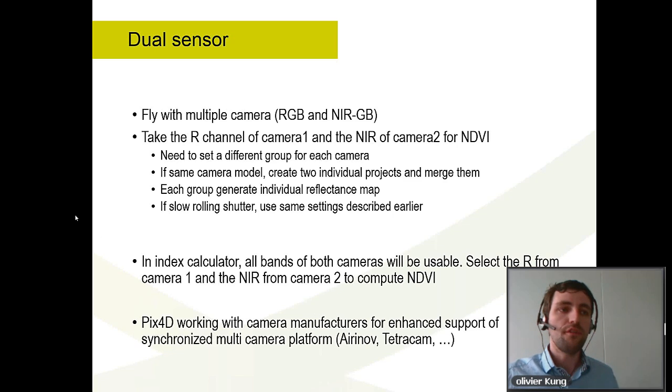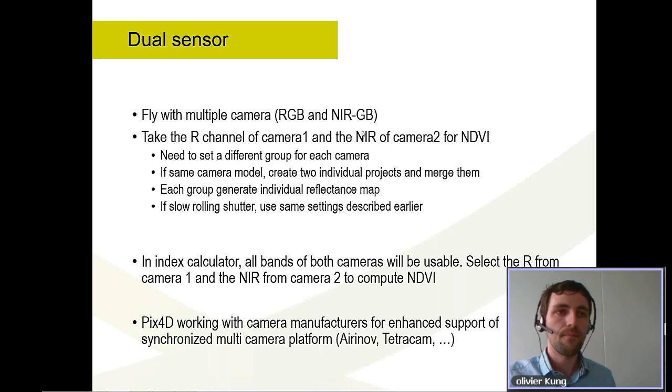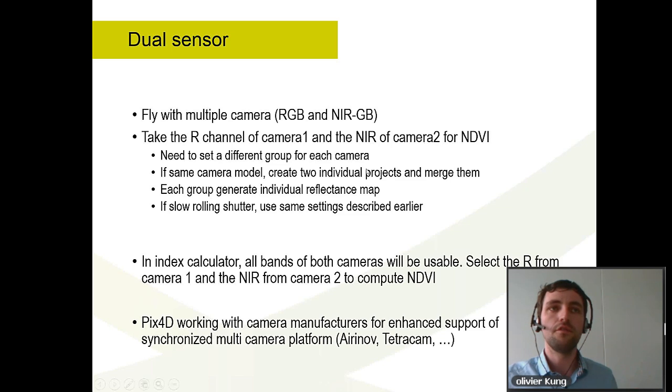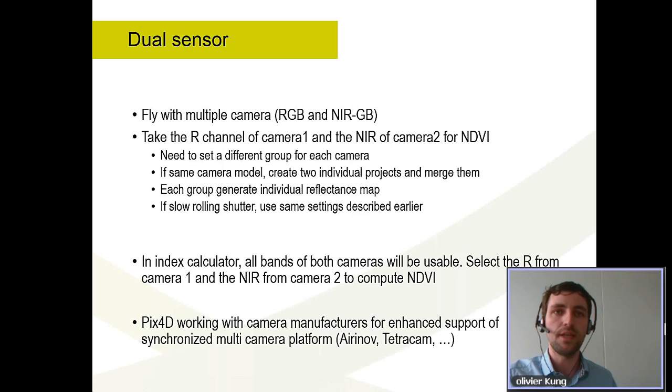A bit more advanced, you can also use multiple sensors in the same project to compensate if your single sensor is not able to provide infrared and red, which are the 2 ingredients needed for an NDVI map.